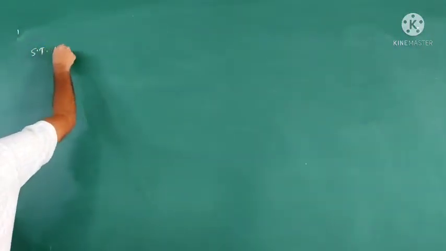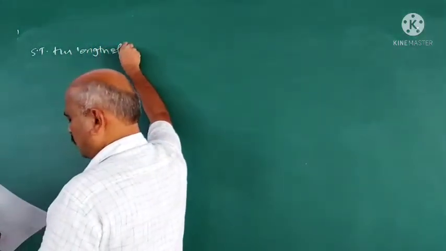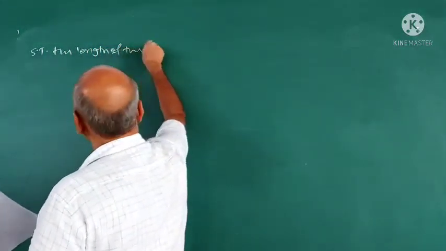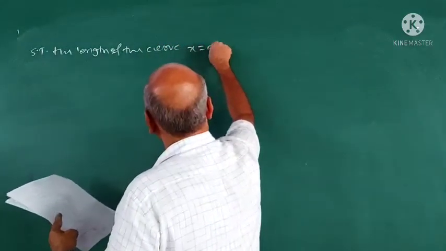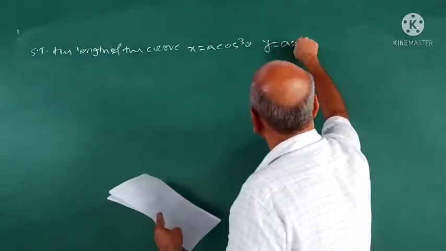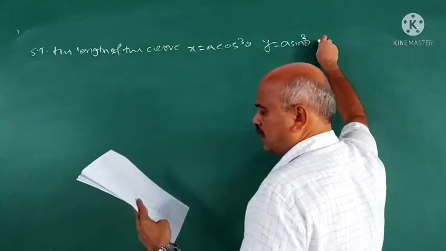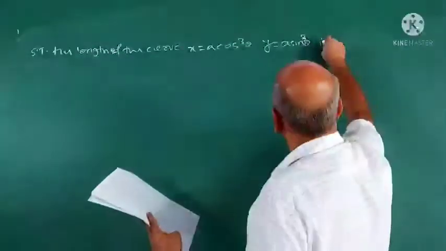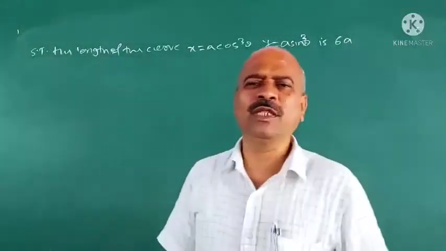One more problem in parametric form is: show that the length of the curve x is equal to a cos cube theta, y is a sin cube theta, is 6a. See here, parametric form is given.